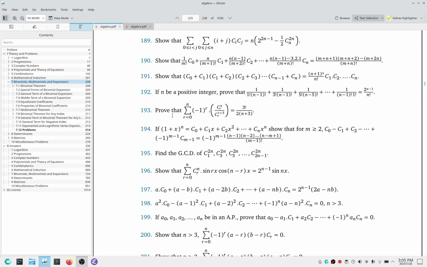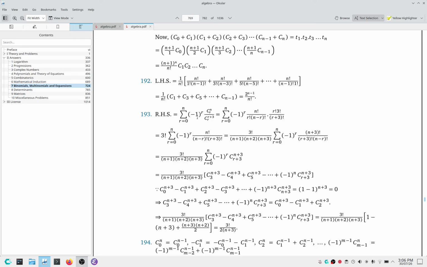Question 193 says that prove that the sum for r = 0 to n of (-1)^r times nCr upon r+3 Cr is equal to 3 factorial upon 2 times (n+3). So we are given this relationship. We expand the given fraction.